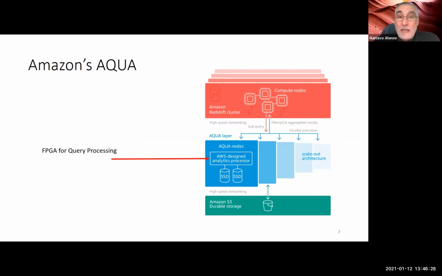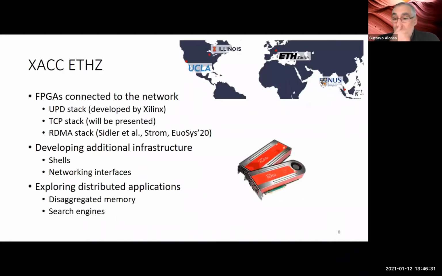So now, to make a little bit of a connection, I'm going to start talking about our own work, our own research, right? On the Xilinx cluster that we have at ETH, one of the things that my group has been doing is to put a lot of emphasis on the network, right? These are great boards. They are very, very powerful. Each one of them has two network connections, 100G and so forth. And Xilinx has released a UDP stack, right?